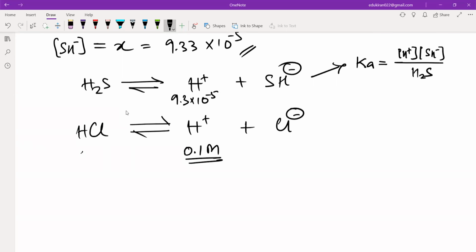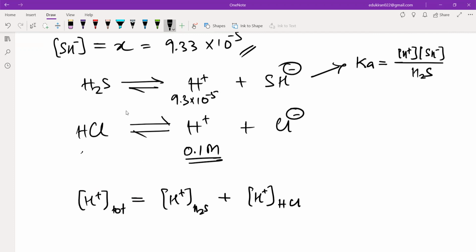Now, here we have added some H positive ions, right? If I added some H positive ions, some of the SH negative will get reacted and converted into H2S. Yes or no, guys? Yes, sir. Right. Okay. So what does that mean? First thing is that I can say that the H plus total should be equal to the concentration of H plus from H2S plus the concentration of H plus from HCl. Yes or no?